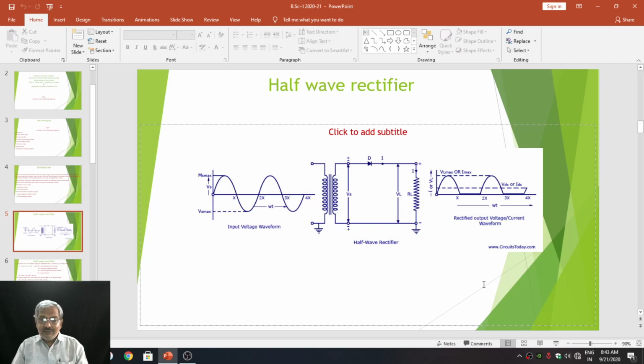Out of these, we started with half wave rectifier last time only, and we have completed the construction and working of half wave rectifier. We will rewind within a short time. Half wave rectifier is the rectifier that converts only half of the AC cycle into pulsating DC to the load, and that is the reason why it is called as half wave rectifier.